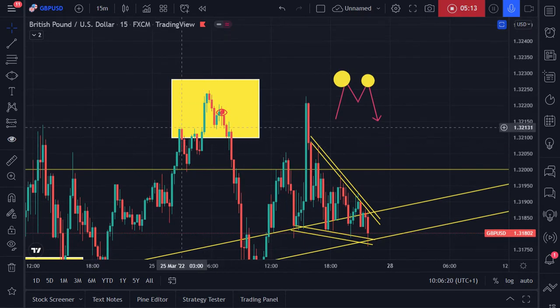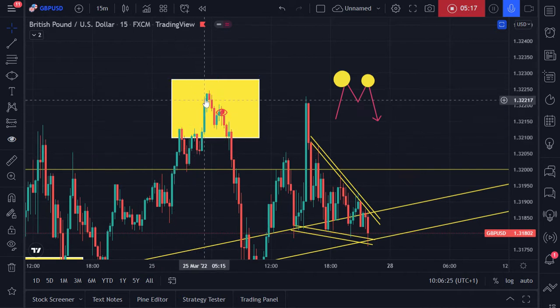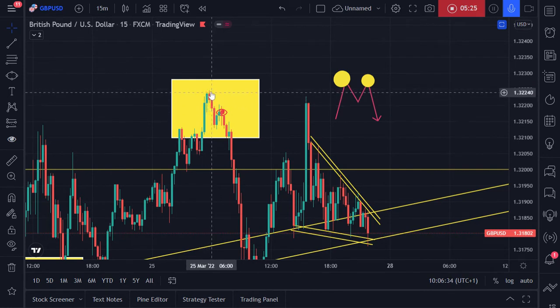Now, as you can see, what happened is price violated this setup and then went into the zone and formed a top. You can see this top is characterized by a weak rejection by this candlestick, a weak rejection here, a weak rejection here, and then it dropped off. So this is a valid top.